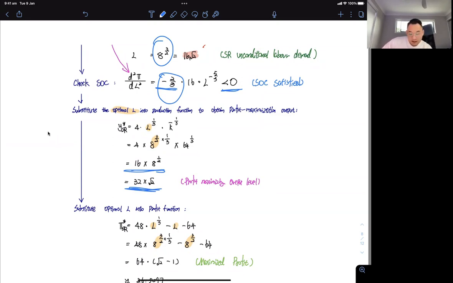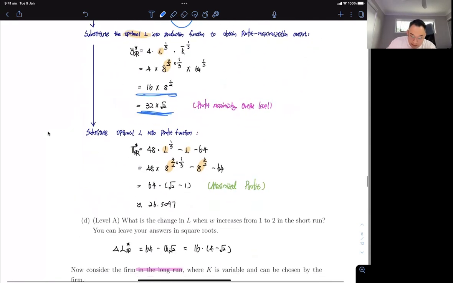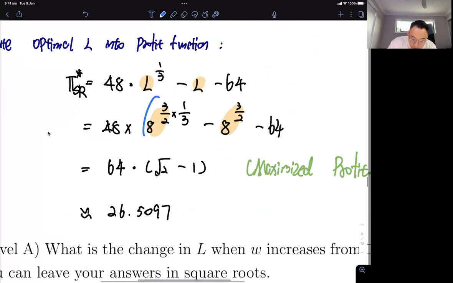And next, obviously, what we need to do is get the short run optimized profit, or maximized profit. We simply plug L into the profit maximization equation. Pi star SR will equal 48 times L to the power of 1/3 minus L minus 64, which equals 48 times 8 to the power of 3/2 times 1/3 minus 8 to the power of 3/2 minus 64. This will equal 64 times the square root of 2 minus 1, which is approximately 26.5097.